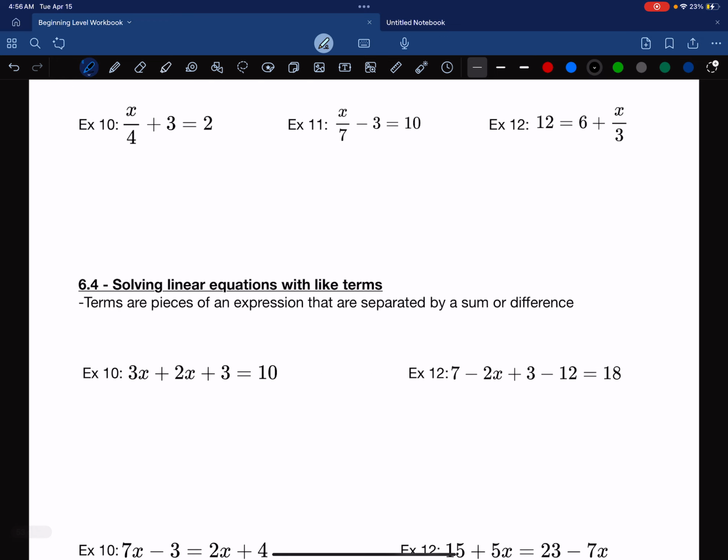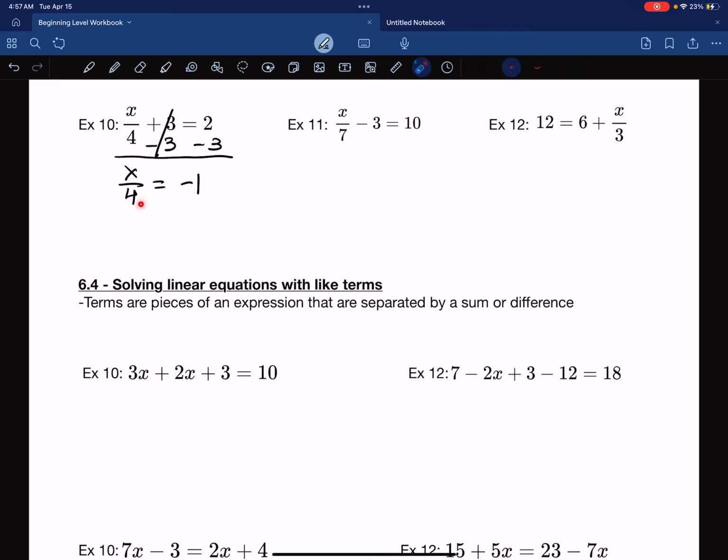And then looking at these last couple examples, to solve for example 10, this one is going to change a little bit, but this process is still going to be the same. So the first thing is that I'm going to want to subtract 3 on both sides to get rid of this 3. So you get x over 4 equals, these 3's cancel, and then you get 2 minus 3, which is negative 1.